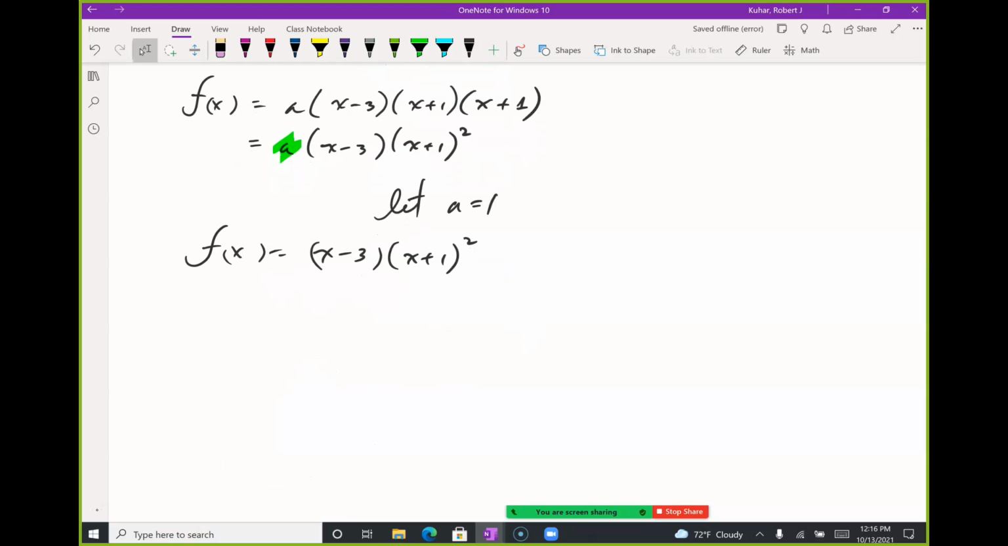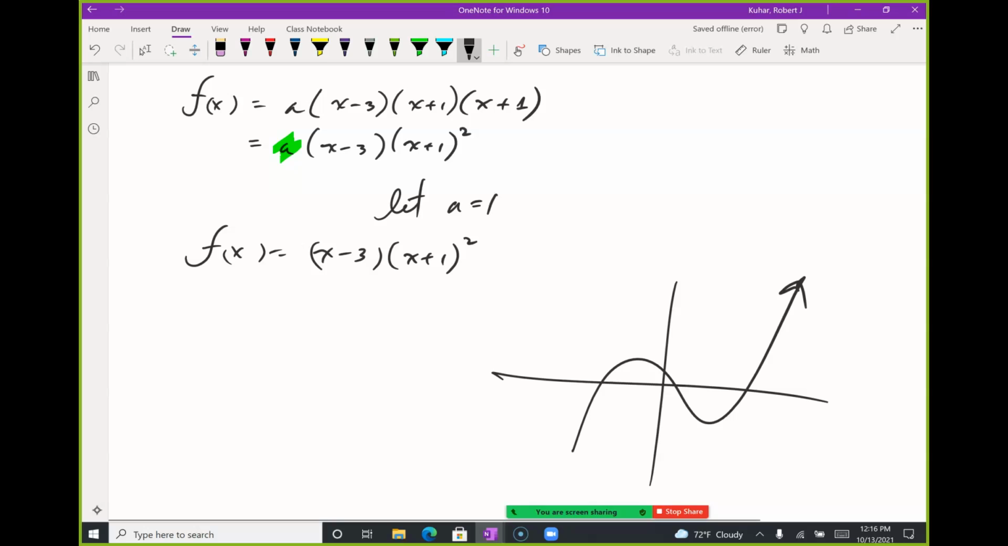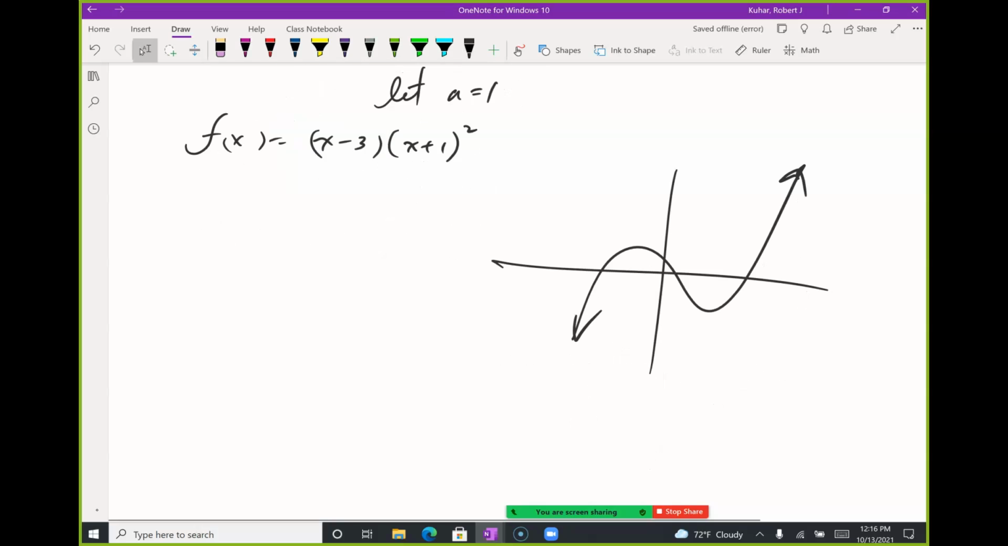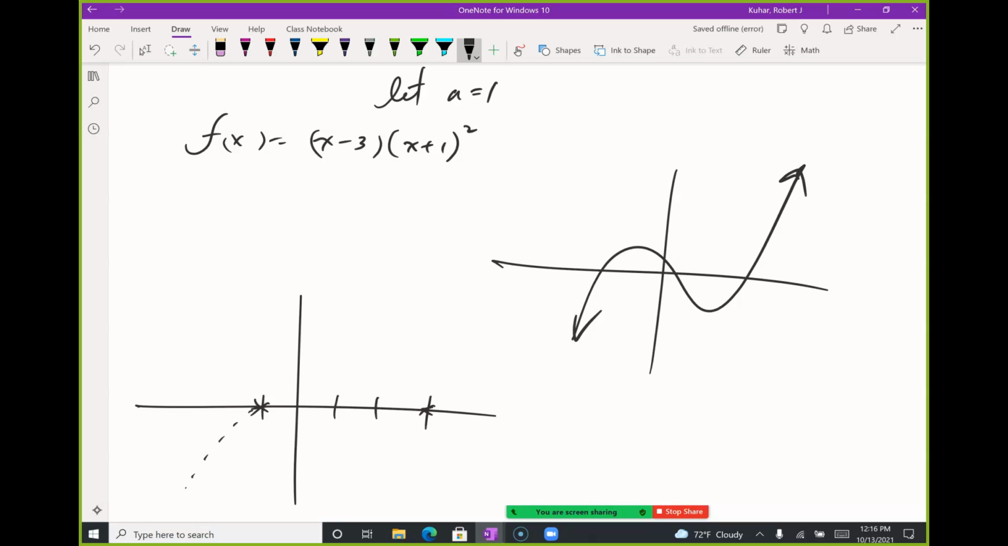Now, what do we know about it? We know it's a polynomial with a mother function x cubed, right? So x cubed, so there it is. At most n minus 1 turns, and at most 3 zeros, right? At most 2 turns and at most 3 zeros. And we know a little bit more. At negative 1, it bounces, and at 3, it goes through. So we know it starts up and bounces, and then at 3, it goes through.